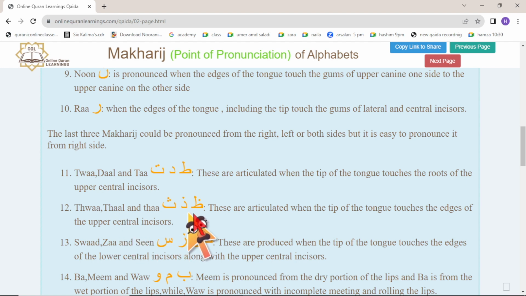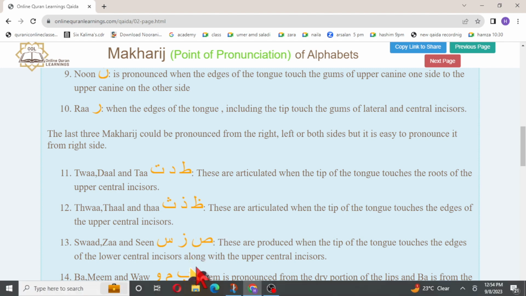Next one is wa, dal, tha. So the method for pronouncing wa, dal, and tha is when the tip of the tongue touches the edge of the upper central incisor, wa, dal, and tha will be pronounced.